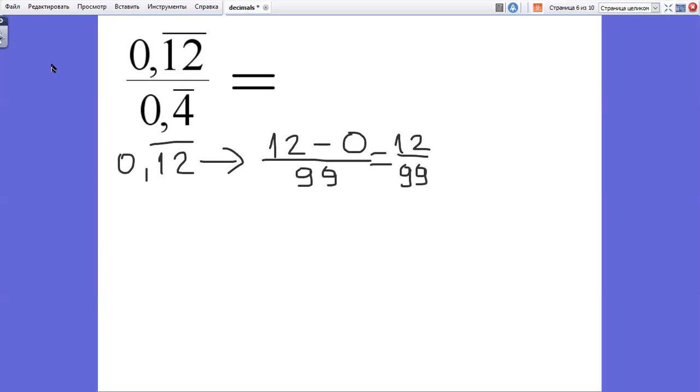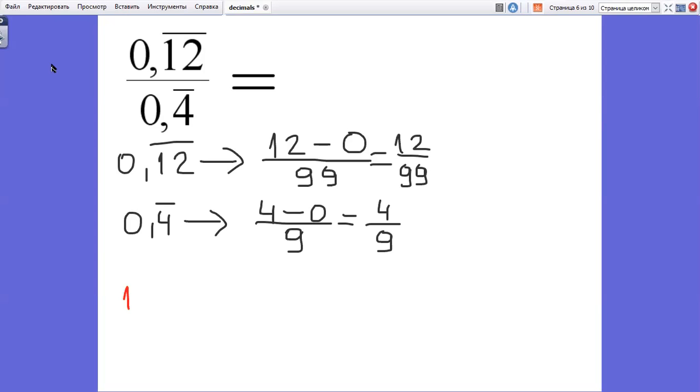Next thing I will do is convert 0.4, repeated 4, into a fraction. To convert it, you will subtract from 4 the 0, and you will divide by 9, and you are going to have 4 over 9. After, I have division between these two fractions, which means I will divide 12 over 99 by 4 over 9.